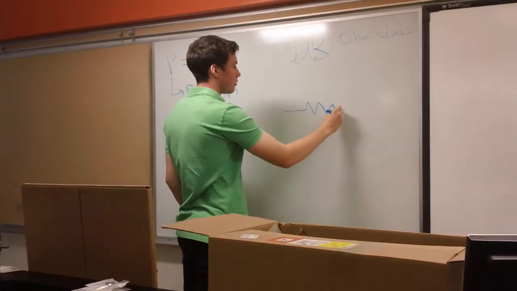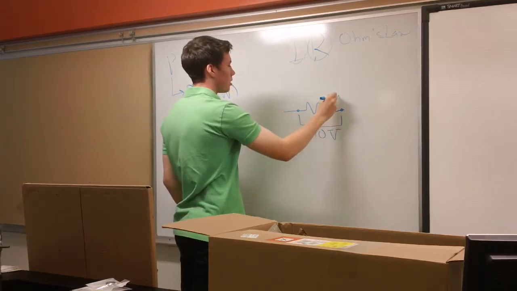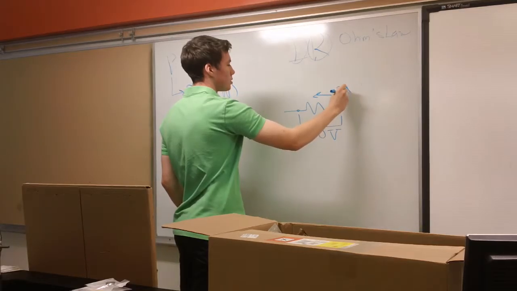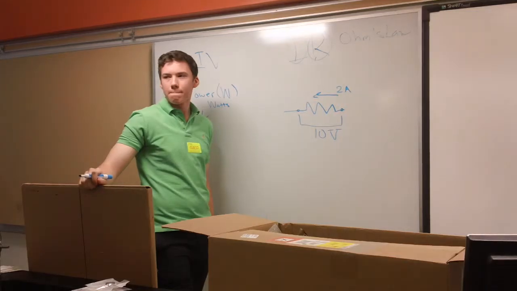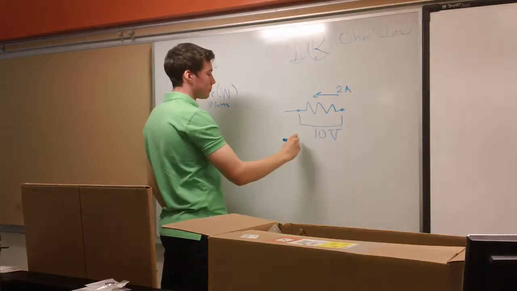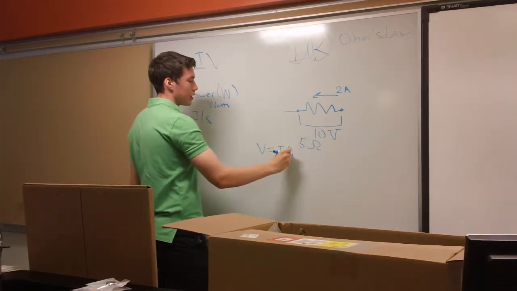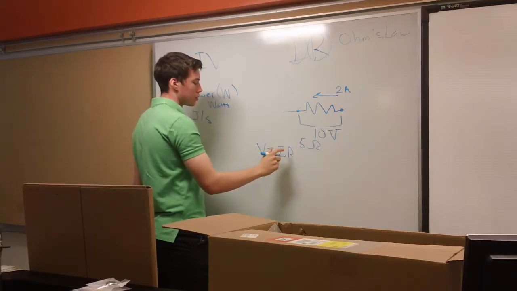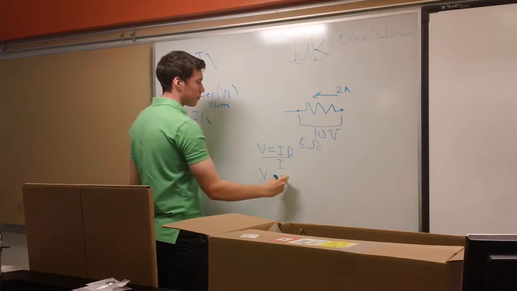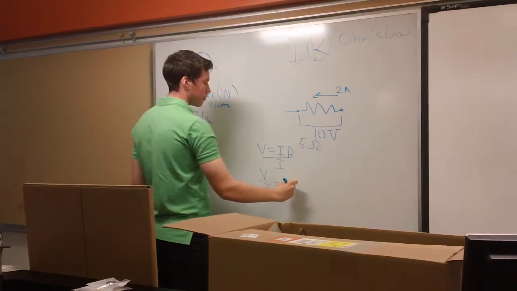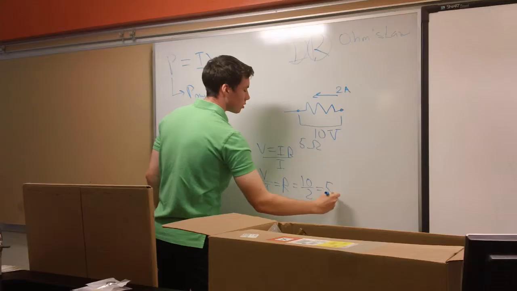So, say the voltage across here is 10 volts, and the current running through here is 2 amps. What's the resistance of this? 5 ohms. Yep, 5 ohms. Because V equals IR, and this time we want to solve for R, so we just divide both sides by I. So we have V over I is equal to R. That's V is 10, I is 2. That's 5 ohms.